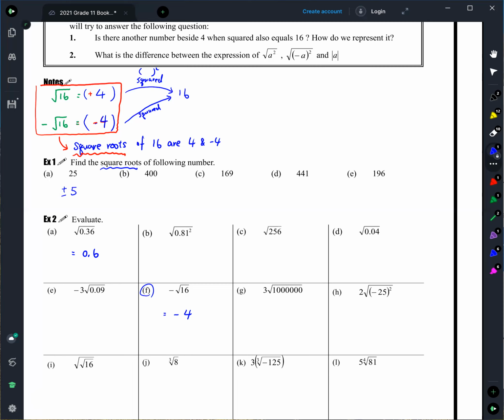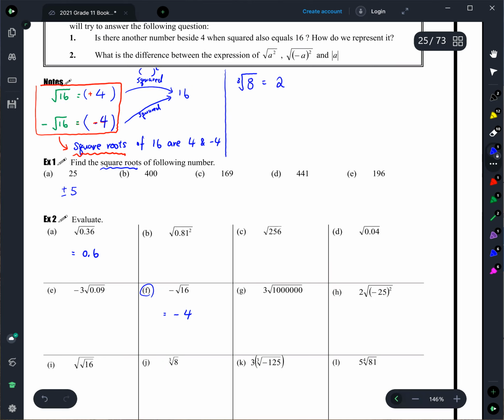Okay, just on the side, if you see a little 3 on the index, it means cube root. For example, the cube root of 8 will be 2. And if there's a number before the root, that just means it's multiplying. For example, if you see negative 5, and then they don't need to show the times, negative 5 and then cube root 8.